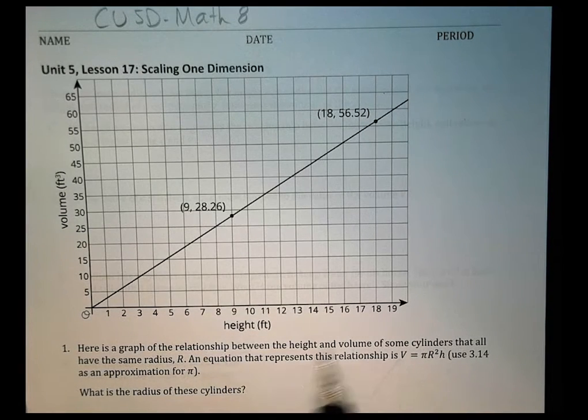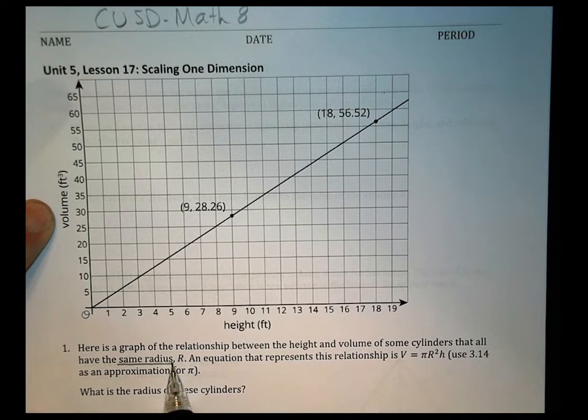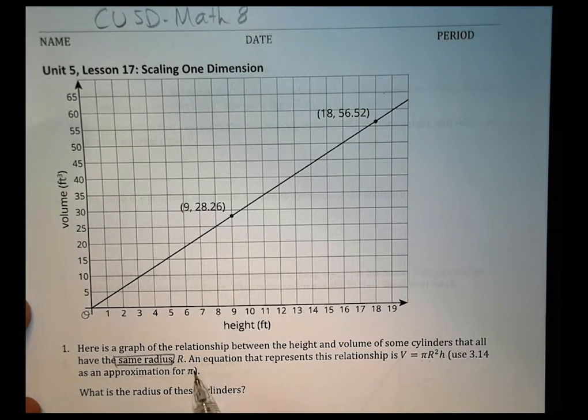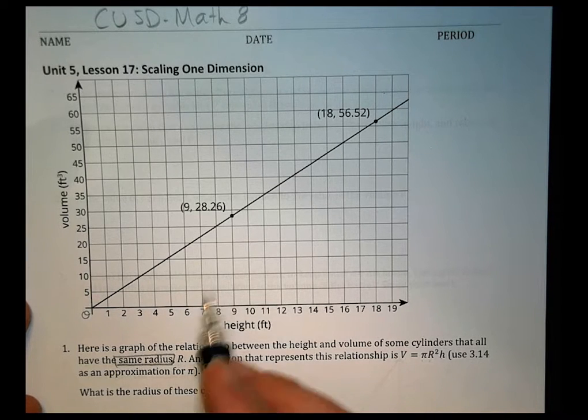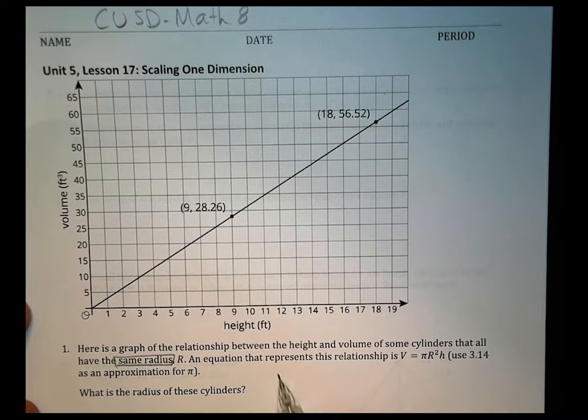It says here's a graph, a relationship between the height and volume of some cylinders that all have the same radius, r. An equation that represents this relationship is volume equals pi radius squared height, and use 3.14 as an approximation for pi. So what is the radius of these cylinders? Okay, so a couple things here. We don't know the radius, but we know that we have a formula, volume equals pi, this is a cylinder, pi r squared h, right?